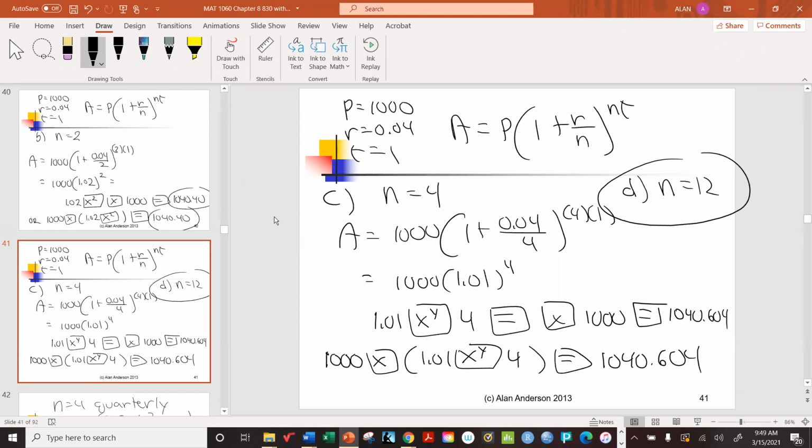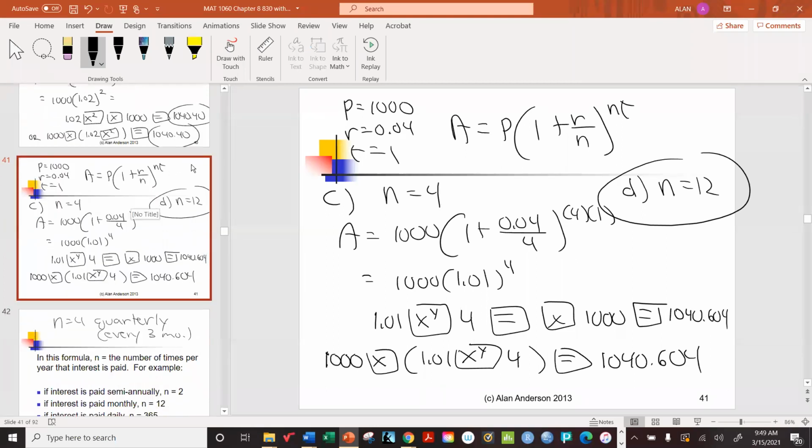Wow, it's a little challenging, isn't it? One thing you do know for a fact is that it has to be more than 1040.604, because as we keep increasing the frequency, the future value has to go up because the compound interest is going up. So if you get less than that, then something's wrong.